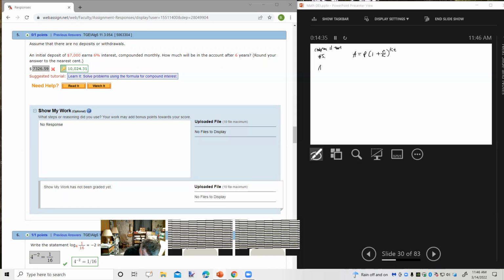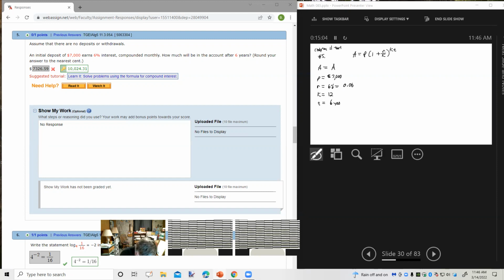Okay, so we've got A, P, R, K, and T. An initial deposit of $7,000. So that's P equals 7,000. Earns 6% interest. That's R, which we convert into a decimal number. Compounded monthly, so K is 12. How much will be in the account? That's the ending amount after 6 years. Okay. Any question about where I got all those numbers?